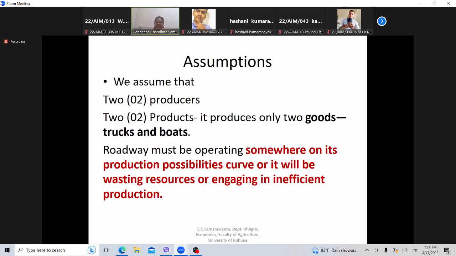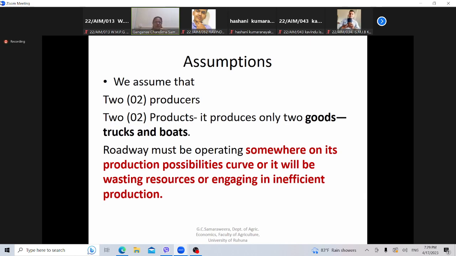Then, in that case, you may remember we assume two assumptions basically. There are two producers and two products. Okay, because now we need to do some calculations. We'll check new products, trucks and boats. Okay, trucks transport on the ground or on the road, boats on the sea.